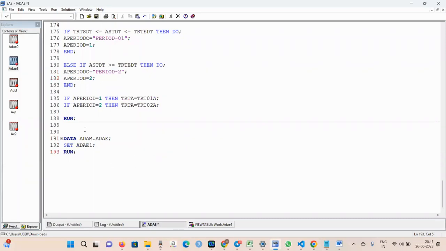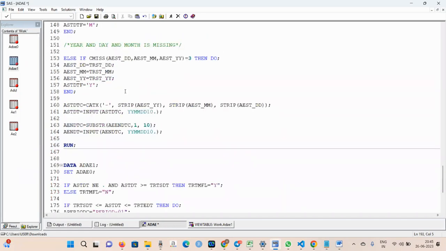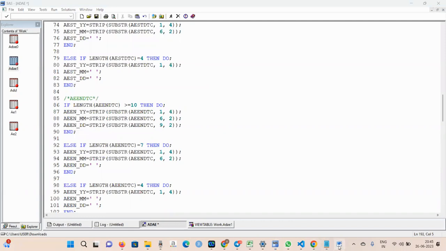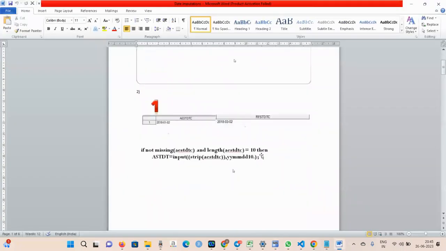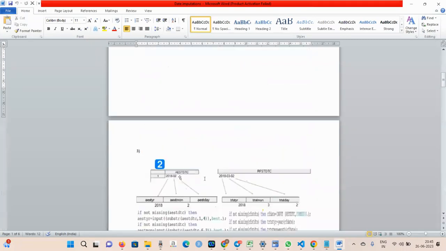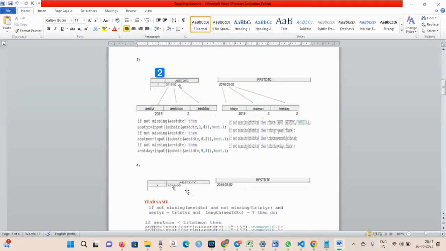So I'm going to start the ADVS for now. You understand the general imputation rules, but I'll explain. I will send you this form. You just go through it, and these are the general rules for partial date imputation and how we do it. This is about AESTDTC only, so analysis start dates. You can go and check.